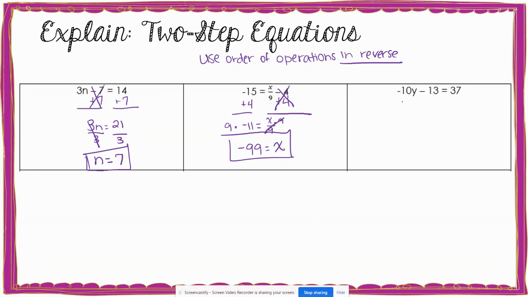Next, I have -10y minus 13 equals 37. Well, I need to get rid of the -13 first, so I'm going to do the inverse, which is adding 13 on both sides. Well, -13 plus +13 cancels to leave me with -10y equals 37 plus 13 is 50. To get y by itself, I need to get rid of the -10. Well, -10 is being multiplied by y here, so I'm going to use the inverse, which is dividing by -10 on both sides. These will cancel to leave me with y equals, and positive 50 divided by negative 10 is negative 5.